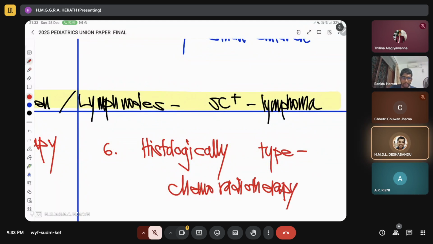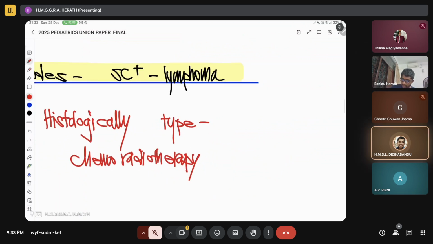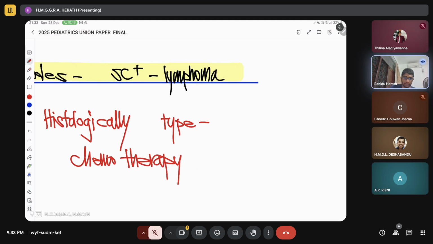It is in the Concise, the chemotherapy, page number 428. There is a table there giving the chemotherapy. Hodgkin's, non-Hodgkin's. Hodgkin's is chemotherapy and radiotherapy. Right. Put that table in the group.